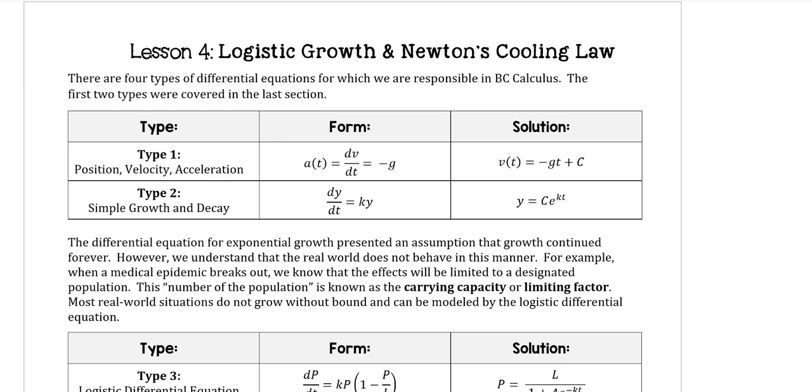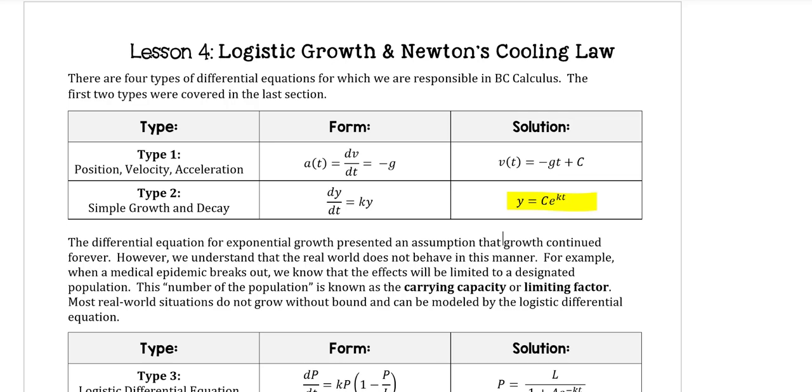So just a quick review. We've already talked about several forms of differential equations. The ones that usually fall into word problems can be categorized into 4 types. First, position, velocity, and acceleration, where acceleration is a constant, and when we integrate it, we get velocity, and when we integrate that, we get position. The second type we covered in the last lesson, which is simple growth and decay, where your rate of change is directly proportional to the amount present. So we get a solution such as y equals ce to the kt. And we talked about that in lesson 3.